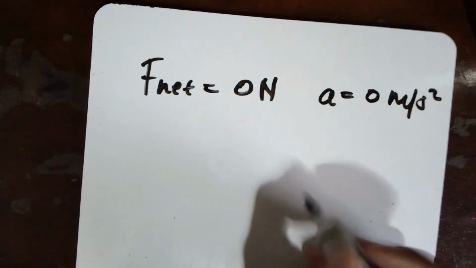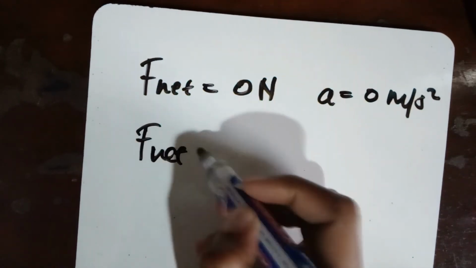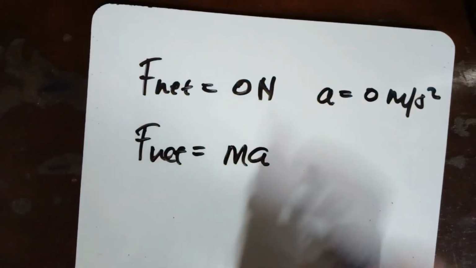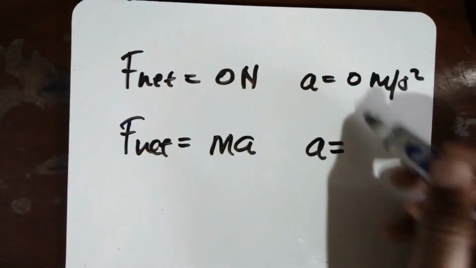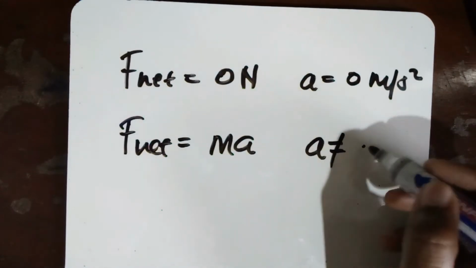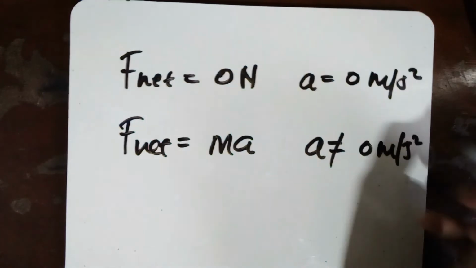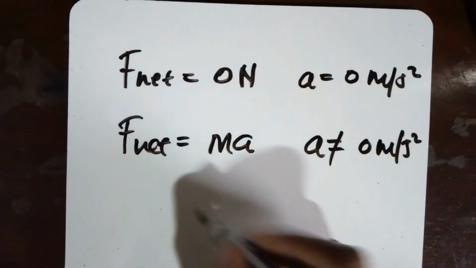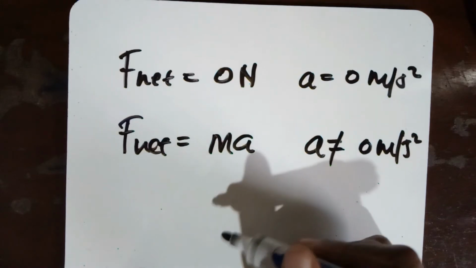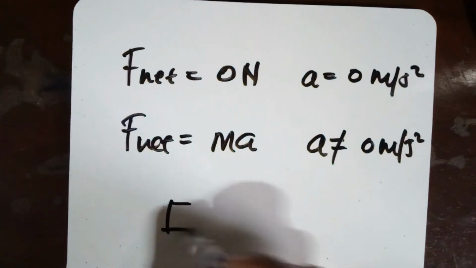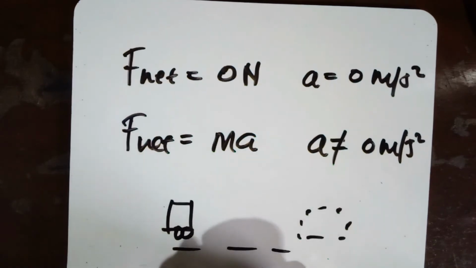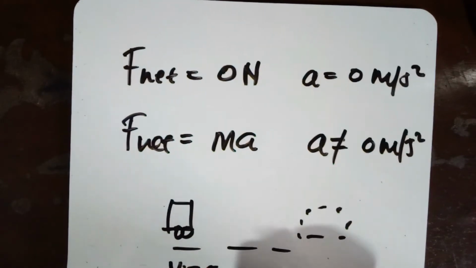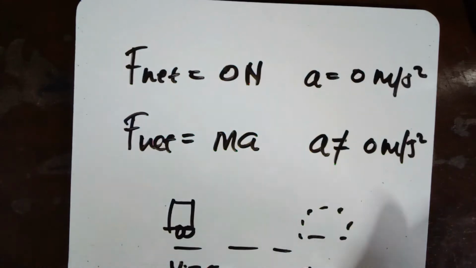But for Newton's second law, it is equal to ma, so you'd actually have an accelerating object. Acceleration is not equal to 0 meters per second squared, meaning we actually have a changing velocity. So if we have an object there, a car, after a certain while, maybe vi was 5 and now vf is, I'm not sure, 10.